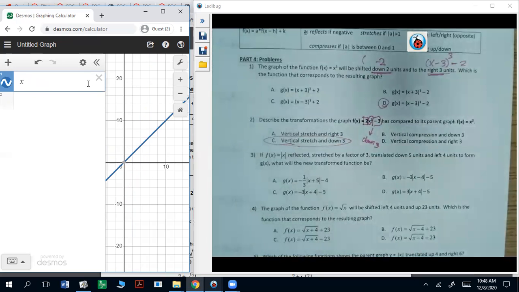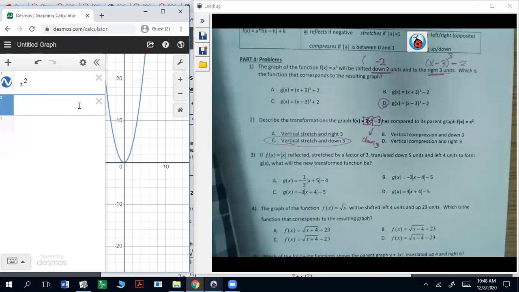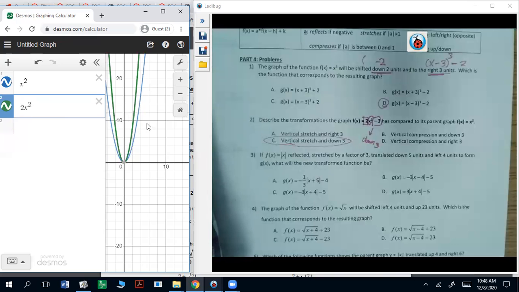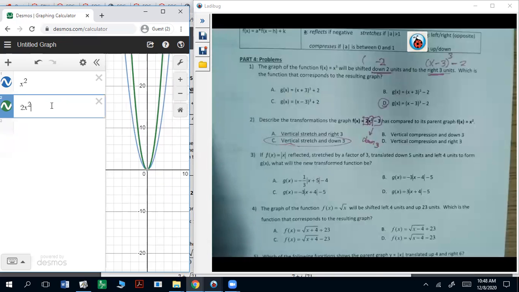So you can compare x squared, and then you can do 2x squared. There's your vertical stretch. You see how it doesn't shift it. But then if you do minus 3, it does go down. So vertically stretched and down.